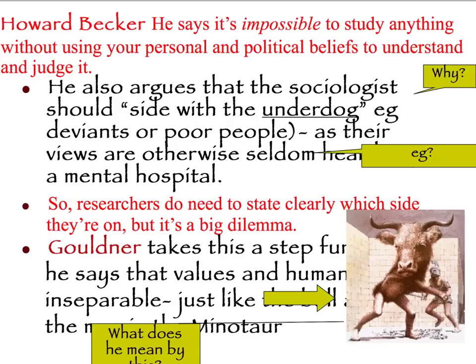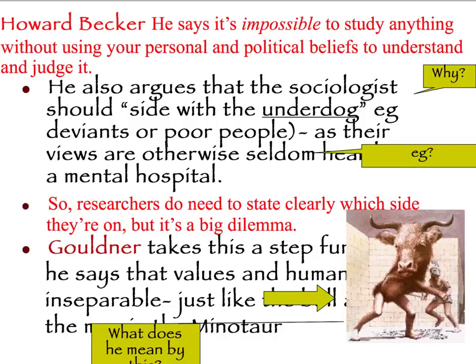Now, Gouldner takes this a step further, and I'm sorry you can't quite see the full PowerPoint here. He argues that values and humans are inseparable. Okay, you cannot detach your values from your human self. He talks about the bull and the man in the Minotaur, and there's a helpful picture of what a Minotaur looks like. You've got the body of a man and the head of a bull. So the body is human, the head is not human, and he says that's what it's like for humans and their values. You cannot separate us.